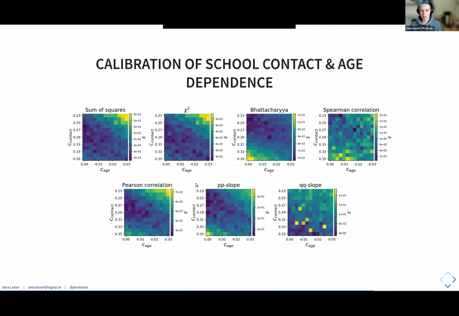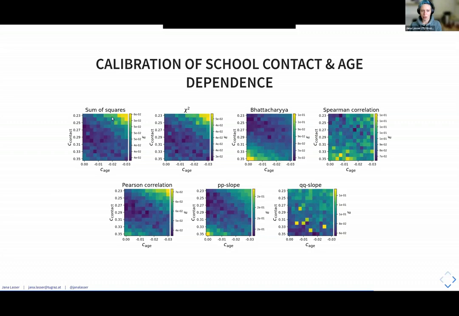Bhattacharya, Spearman, and Pearson correlation, and also the difference of a fit to the QQ and PP slope to 1. And I made sure that all these different distance measures converged at a similar point. The heat maps you can see here simply vary the contact modification for a school contact and the age modification together. For each of these parameter combinations, we performed 4,000 simulations.